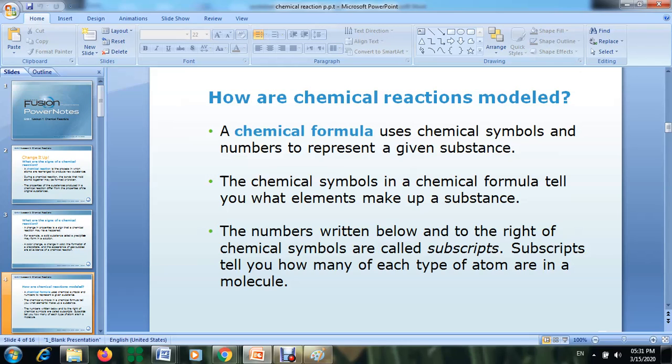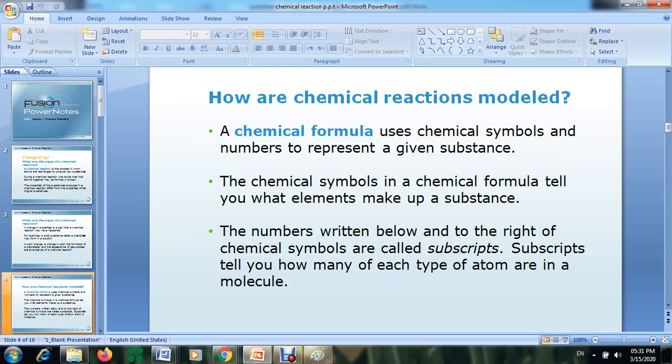Hello everyone. Now we are going to talk about the second part of the chemical reaction lesson, which is chemical formulas. In this lesson we're going to learn how to write the chemical formula step by step, and what is the meaning of the chemical formula.